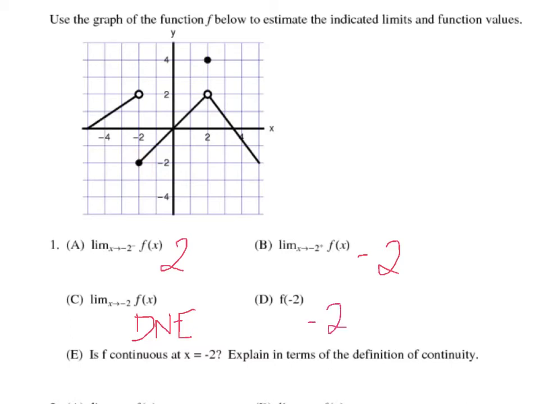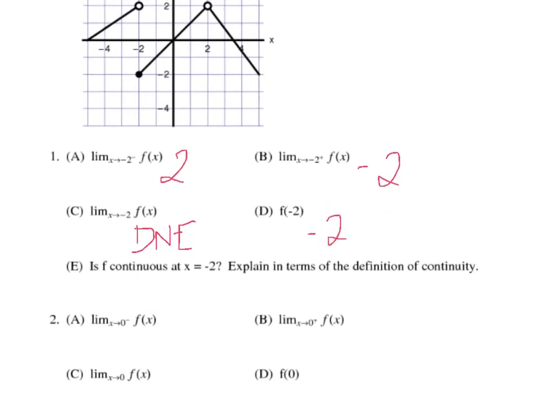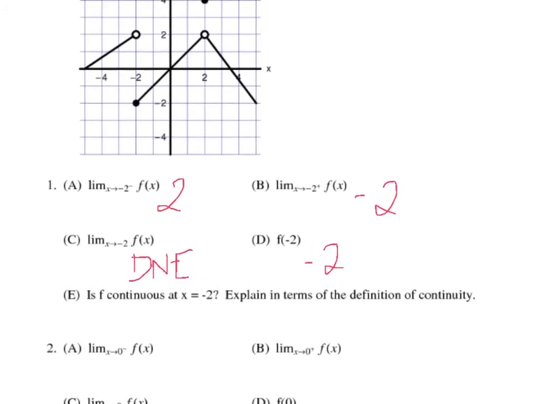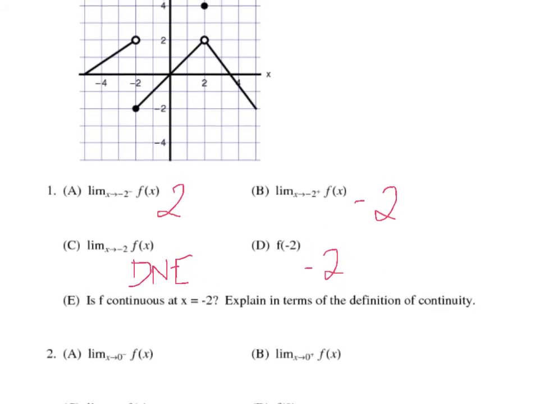Okay. Now, the next question, E, says, is f continuous? The answer is no. It's probably really easy to see that. Of course, being continuous means there shouldn't be any jumps or infinite discontinuities. There's a jump here. We jump from positive to negative at that spot. Let me get my pointer here. We jump right there. So it's not continuous.